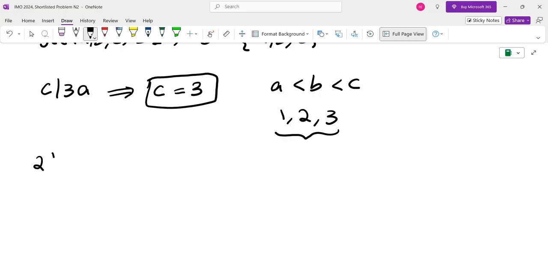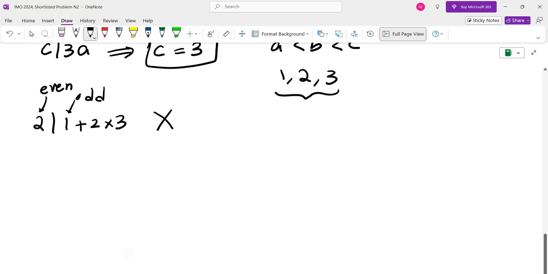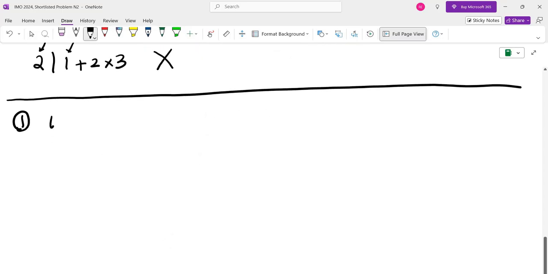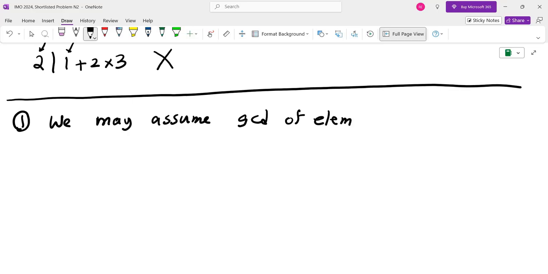So we want 2 to divide 1 plus 2 times 3. That's not possible because this one is odd and this one is even. So right there we get two conditions that are pretty obvious. The first one is we may assume that GCD of elements of S is 1.